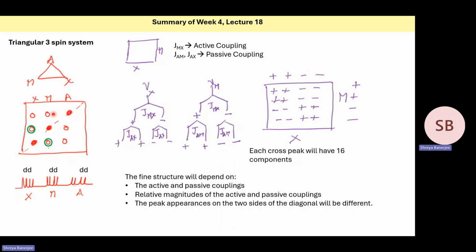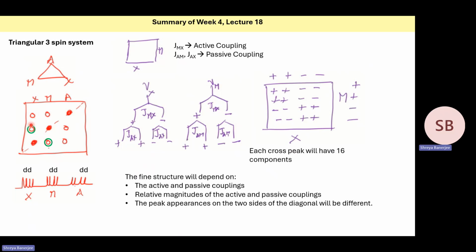So A is now not only interacting with M, but A is also interacting with X because there is a triangular orientation. Now, in this case, each of A, M, and X will have a doublet of doublets because all of them are split by two other spins. Now we will concentrate on this spin, which is shown in green here.